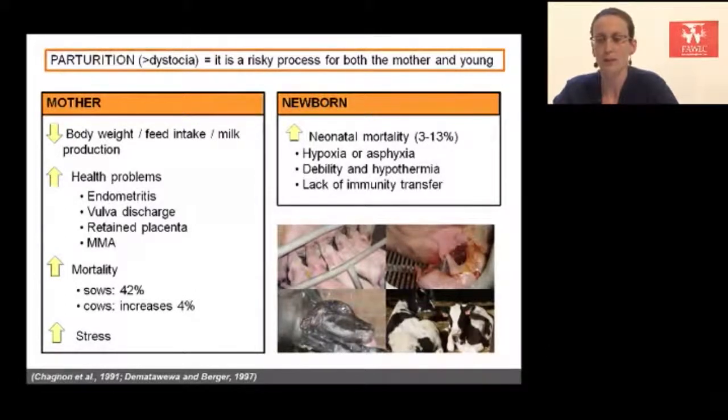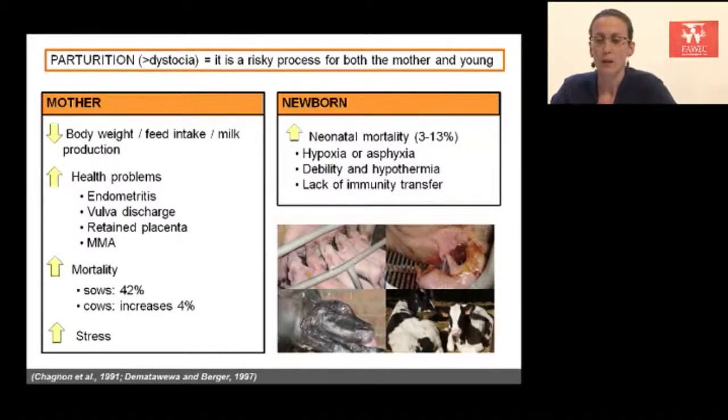For example, there is a decrease in body weight, feed intake, and milk production. Also, the probability of health problems during parturition increases, for example, endometritis, vulva discharge, or retained placenta. And also, around parturition, the probability that a female dies increases.